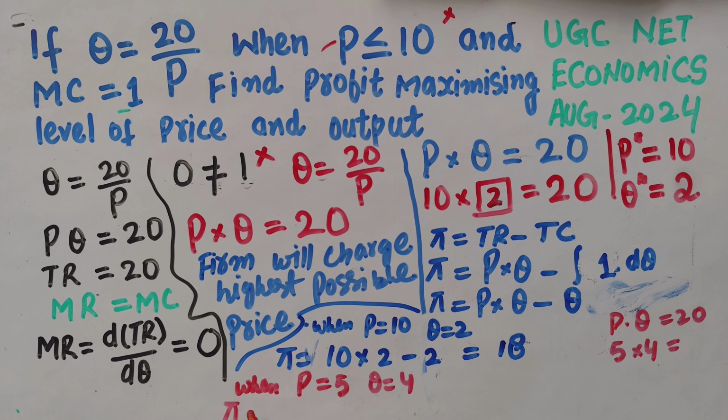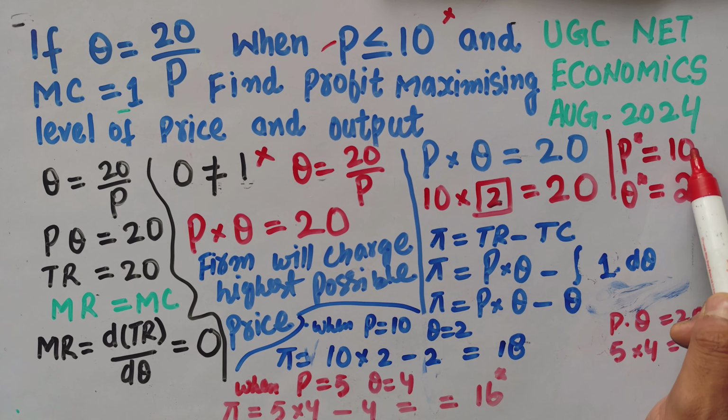So profit will be equal to price into output, that means 5 into 4, minus Q which is equal to 4. So it is 20 minus 4, which comes out to be 16. Okay, here you can see profit has decreased when we charged a price less than 10. Okay, so the logic is pretty simple.